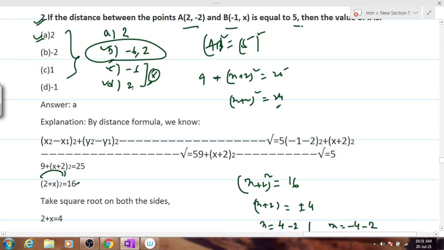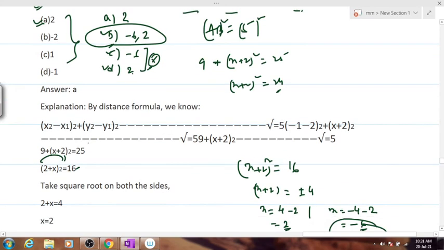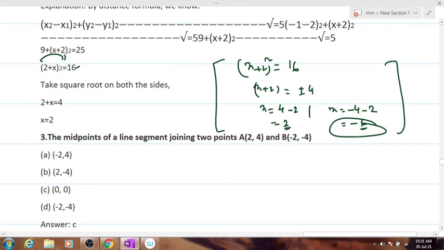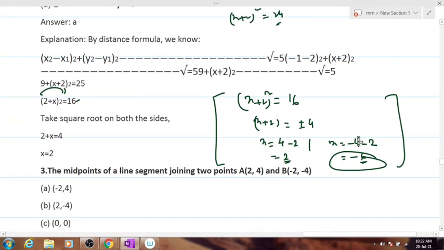Is this numerical clear to everyone? Yes, no, please confirm. I would expect you to copy this. Hurry up, please copy it down. And people who are done with this, question number 3 is eagerly waiting for you all.